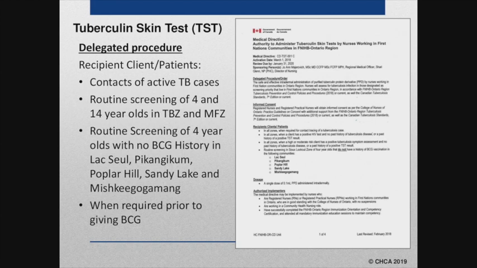Tuberculin skin tests are certainly a test that are regularly done in the North. Recipients, either patients or clients, may have had a contact with active tuberculosis. Routine screening is done between the ages of 4 and 14-year-olds in the Thunder Bay zone and the Moose Factory zone. Routine screening is also done at 4 years of age with no BCG history in the Lac Seul, Pikangikum, Poplar Hill, Sandy Lake, and Mishkogokemang areas, First Nations.